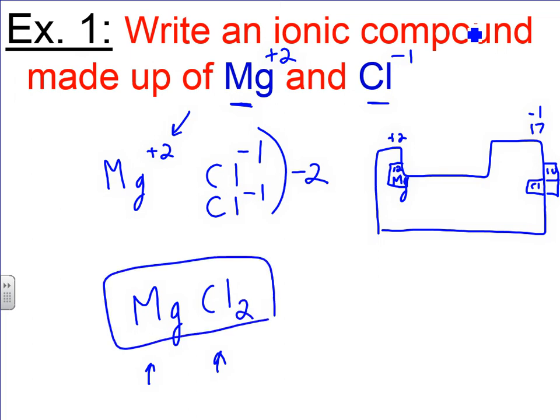Notice the 2 just means we have 2 chlorines to balance out each magnesium. There is an invisible 1 that we could write down here, but we don't have to put that in because everyone knows it's 1 magnesium. Hopefully that makes sense.